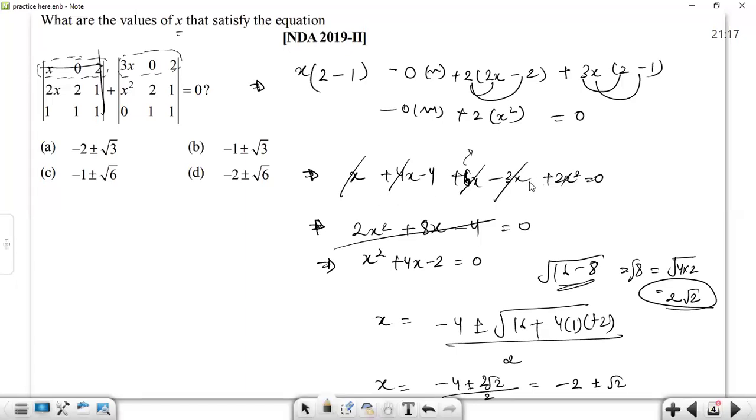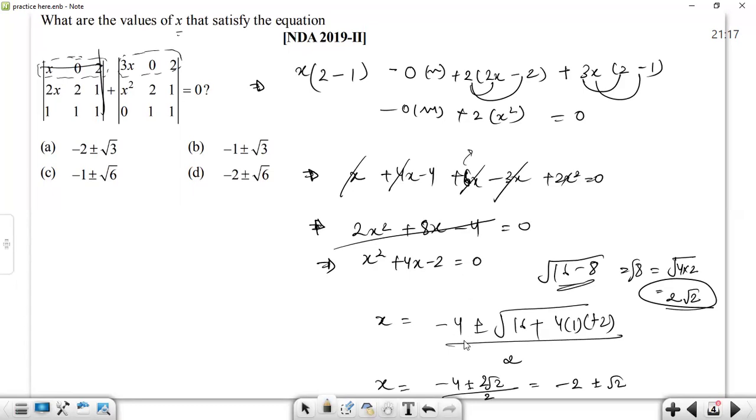Let's calculate the sum here. Plus 2x square, okay. Plus x plus 4x, 5x plus 6x, 11x minus 3x. 11x minus 3x should be plus 8x. Okay, that is right. Minus 4. Now dividing the equation by 2, x square plus 4x minus 2.